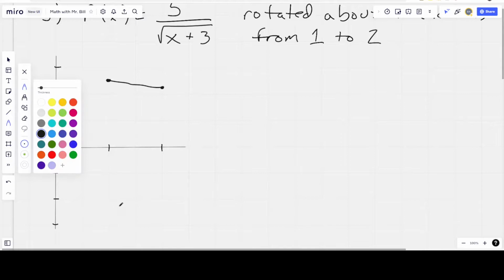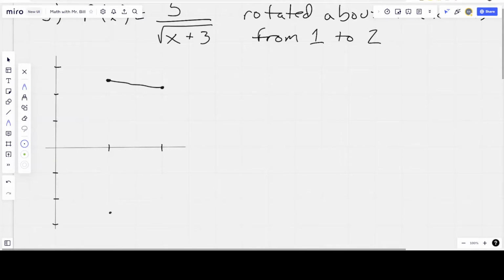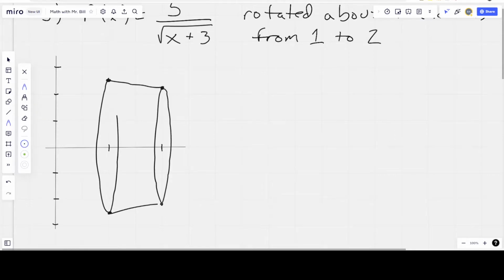Now the next question is, what method am I going to use? Am I going to use cylindrical shells, or am I going to use washers? And the rule is that if the independent variable of your function and the axis of rotation are the same, then you would use washers or disks. And so that's what we have here.